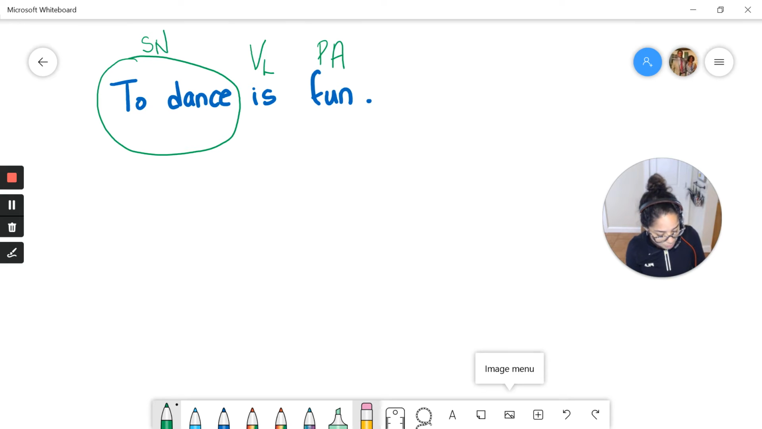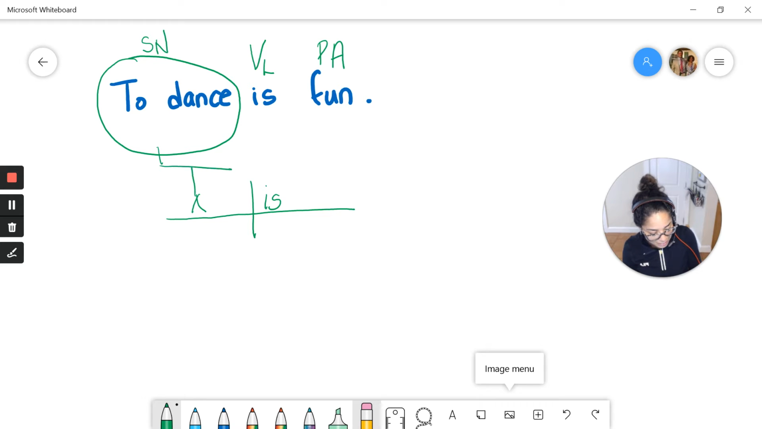So we're still going to make our horizontal and our vertical line. So our verb goes here. To dance is going to go on our feet, right? So to is here, dance is here, and we have our slanted line for our predicate adjective, which is fun. And there you go. Pretty easy. Okay, we'll go to our next example now.